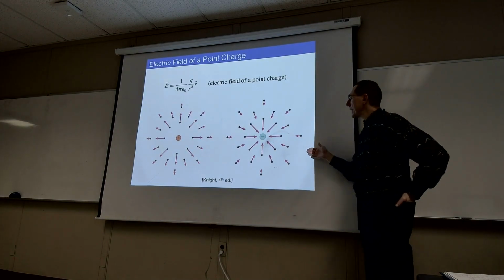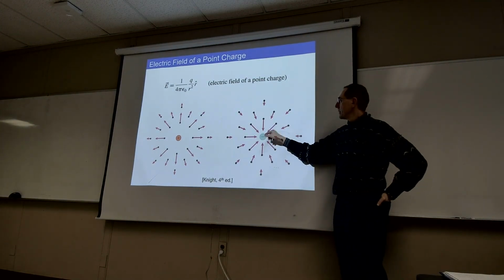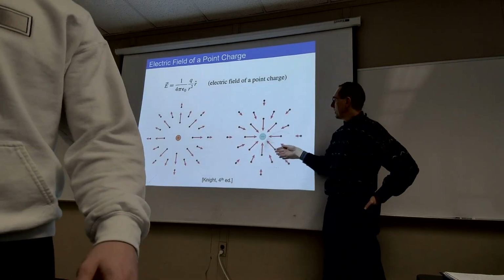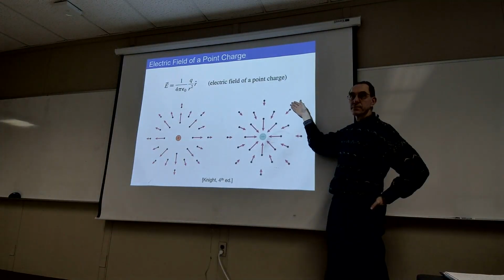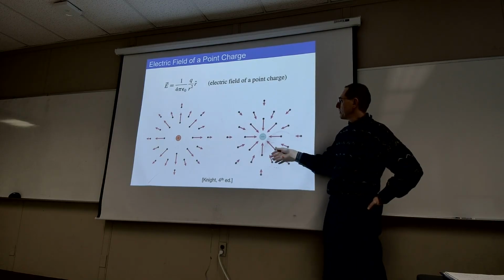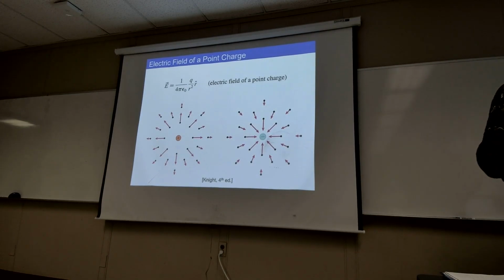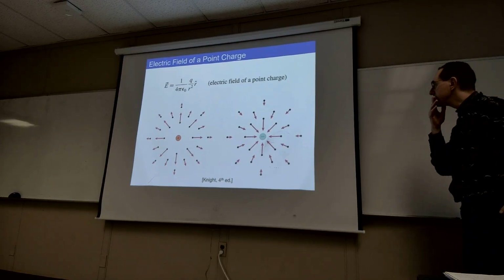Similarly over here, for the negative charge, we also see that the length of these vectors falls off with distance, right? But of course, the big difference here is now all the vectors are pointing towards the negative charge. That's what we expect to see.